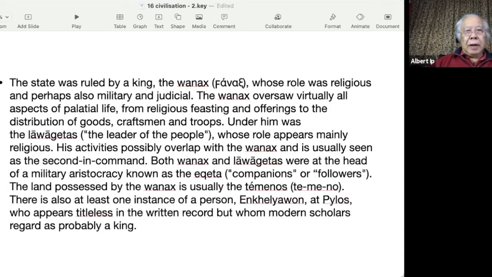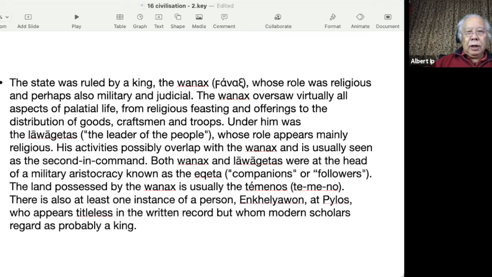The state was ruled by a king, whose role was religious and perhaps also military and judicial. The king, the wanax, is that how it's said? Oversaw virtually all aspects of life, from religious feasting and offerings to distribution of goods, craftsmen, and troops. Under him was the lawagetas, whatever, the leader of the people, whose role appears mainly religious. His activities possibly overlap with the king, and he is usually seen as second in command.